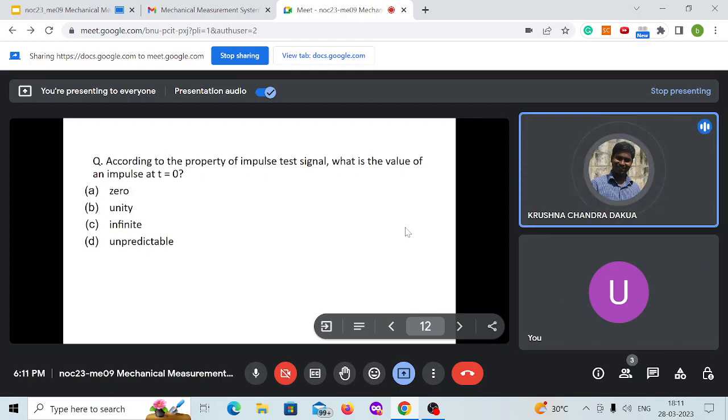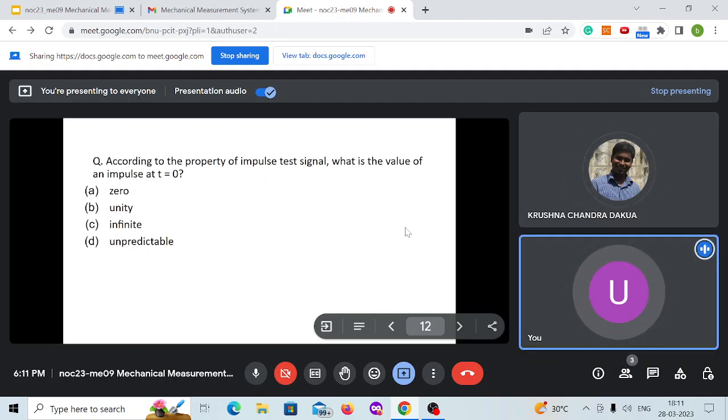Infinite, right? At t equal to 0, it will peak. Impulse is the change in momentum over time. If the time is very small and the momentum change is the same, the impulse will be very large, because you are bringing the whole change down to a very small amount of time. So as t tends to 0, the impulse goes to infinite. The answer is option C.